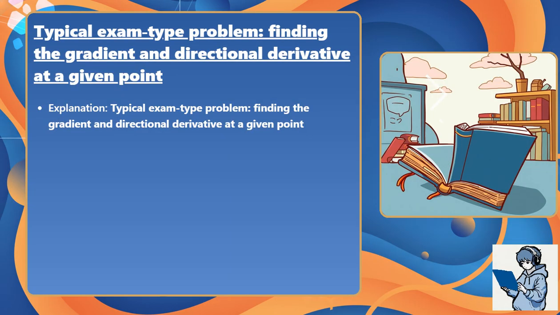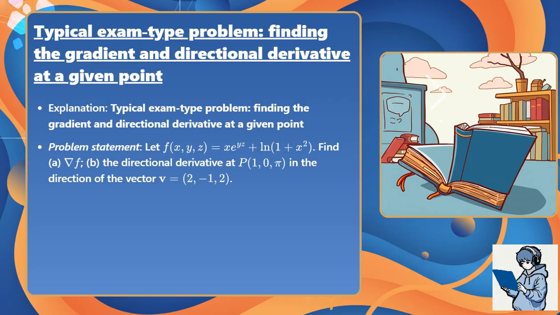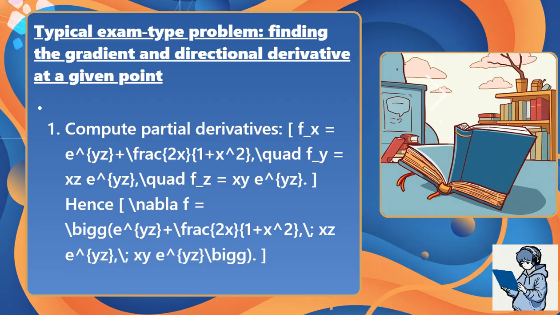Explanation: typical exam type problem, finding the gradient and directional derivative at a given point. Problem statement: let f of x, y, z equals x e to the yz plus ln of 1 plus x squared. Find A, nabla f. B, the directional derivative at point P of (1, 0, pi) in the direction of vector v of (2, minus 1, 2). Solution outline. Step 1: compute partial derivatives.